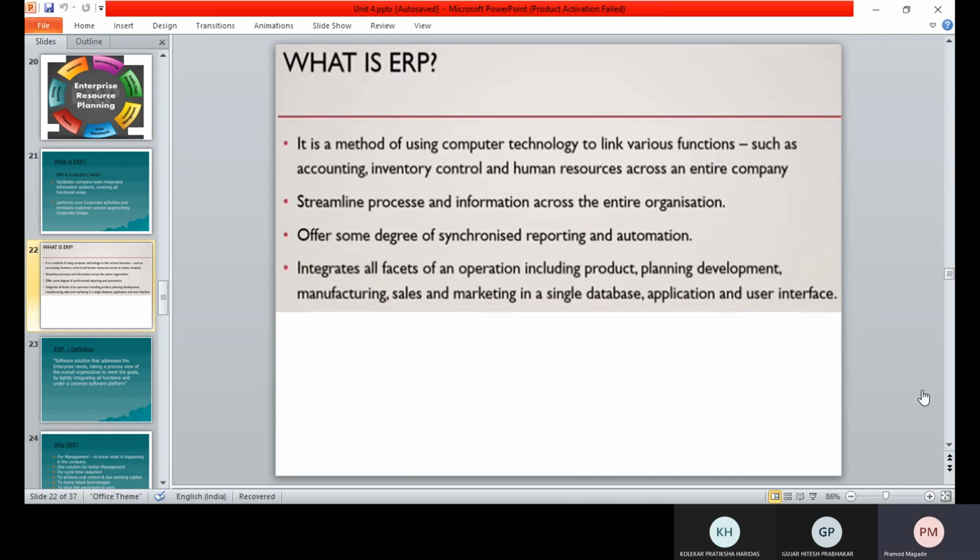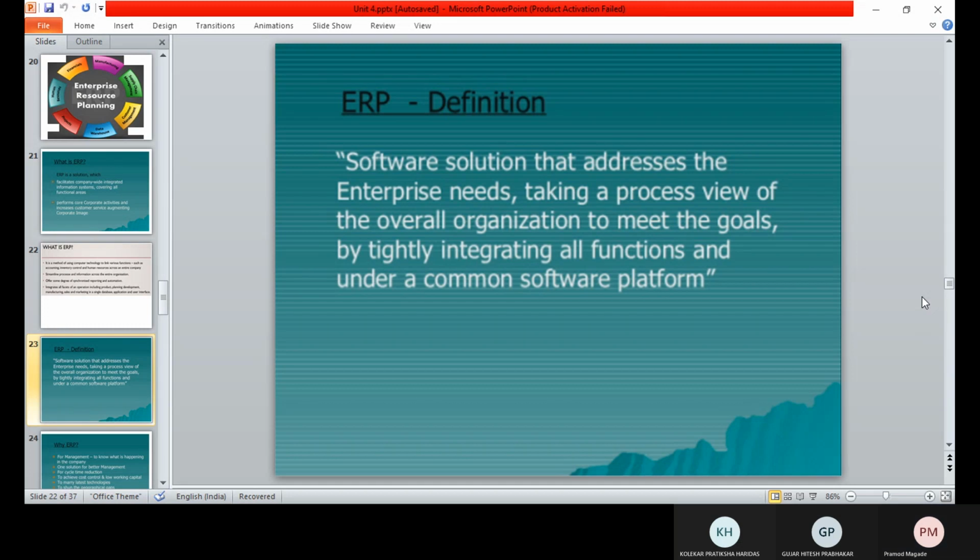Okay. Now, here is also a definition. It is a software solution that addresses enterprise needs, meaning organization needs, taking a process view of the overall organization to meet decided goals by tightly integrating all the functions under a common software platform. That is also called an ERP system, and that is related to the software point of view. Correct? Write down this point also, very important.